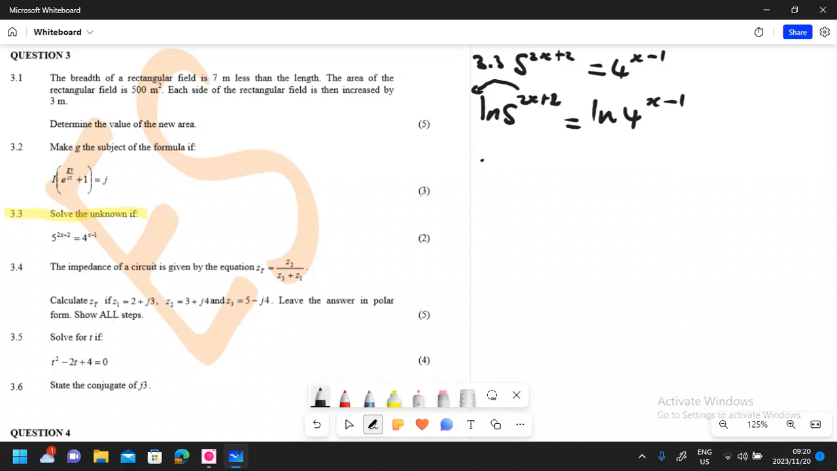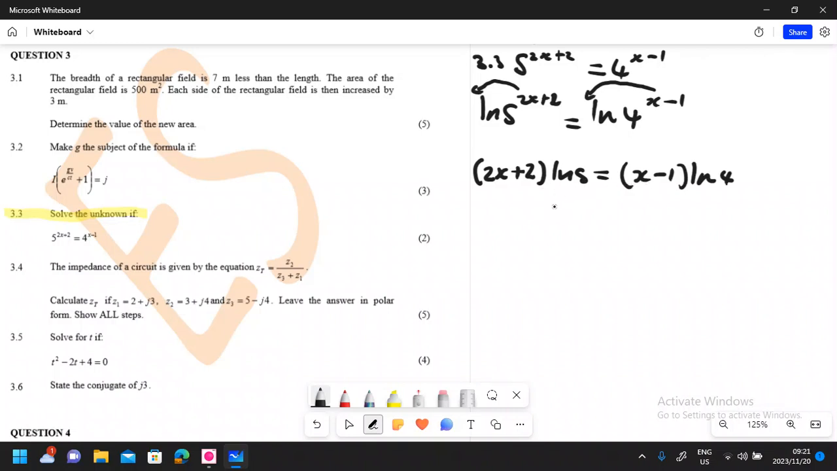So this is going to be 2x plus 2 multiplied by natural log 5, right? And then this is going to be x minus 1. Remember, we're going to take this one as well to the front, guys. x minus 1, then natural log 4. All right, so guys, as you can see, now it's easy for us to solve it. Remember, natural log 5 and natural log 4, these are just numbers, guys. So you can treat them as numbers.